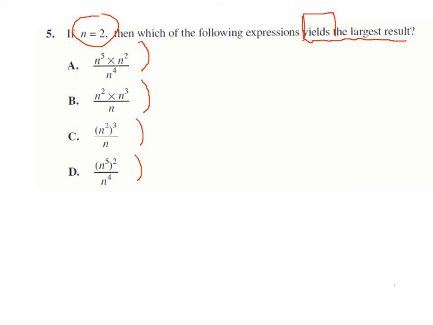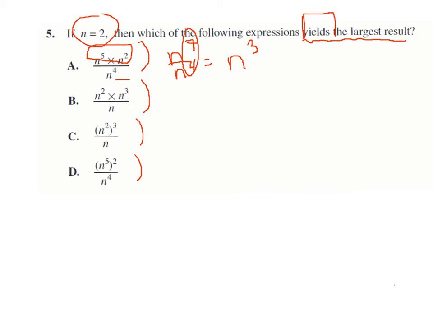So let's do that. For A, we have powers with base n, so we can use our exponent laws. The law says when the bases are the same and we're multiplying, we can add the exponents. So n to the power of 5 times n to the power of 2, we will add those exponents to get n to the power of 7, still divided by n to the power of 4. We now have powers with the same base and we're dividing, so we can subtract the exponents and we get n to the power of 3.